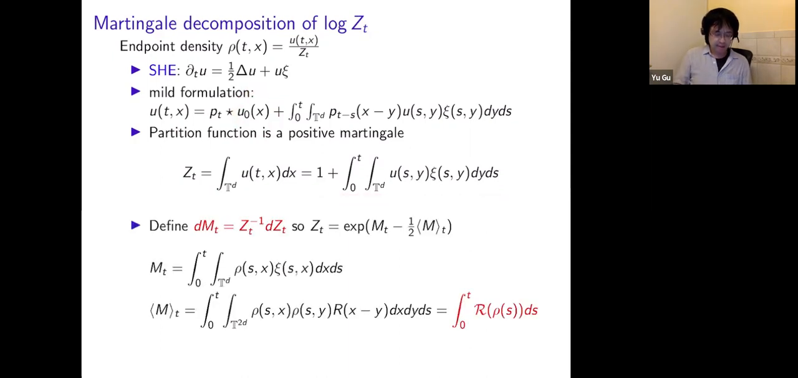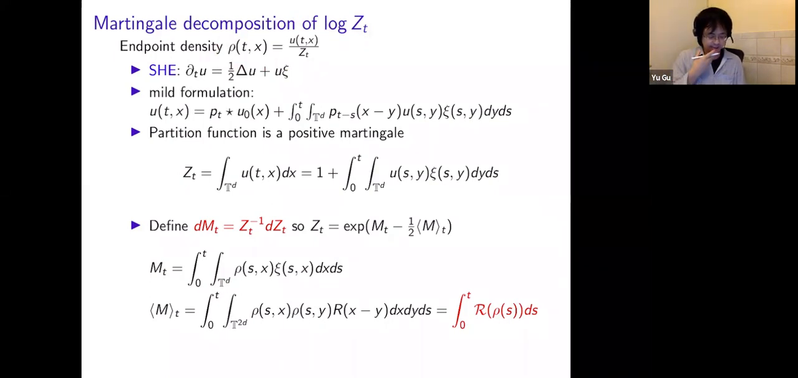The key here is that we consider this quantity. Since Z is a positive martingale, we consider this SDE. M is also a martingale, and Z is written as e to the M minus one half its quadratic variation. But what is M? dM is dZ over Z. dZ is just this part, so dZ over Z, you have u over Z, but u over Z is just my ρ. So M is just this thing. The martingale M here is precisely the endpoint distribution of my directed polymer integrated against my space-time noise.